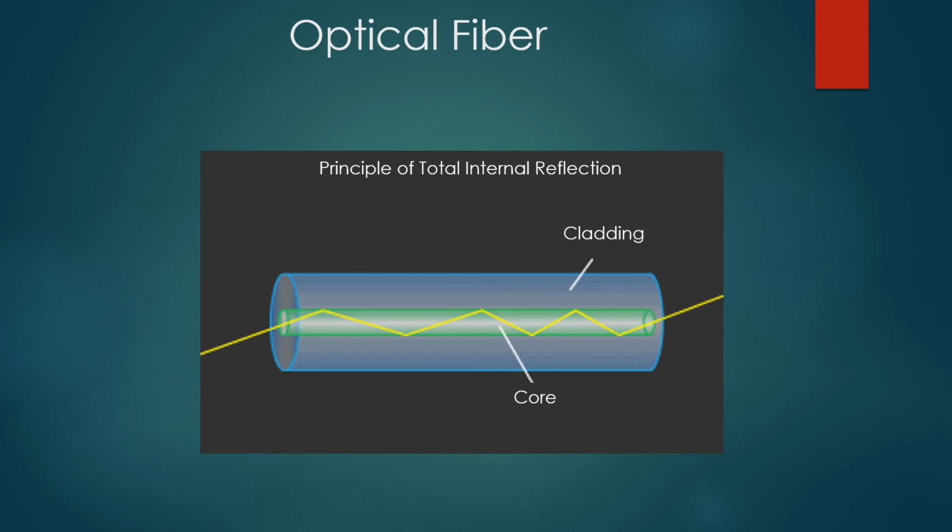Now let's see how it works. Consider a ray incident at one end of the fiber. If the incident ray meets the interface between the core and the cladding at an angle greater than the critical angle, it undergoes a series of total internal reflections and finally emerges at the other end as shown in the figure.